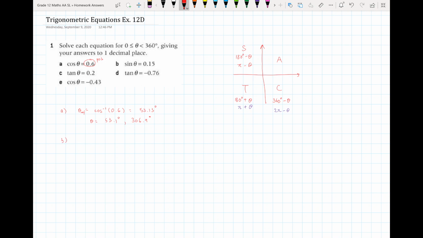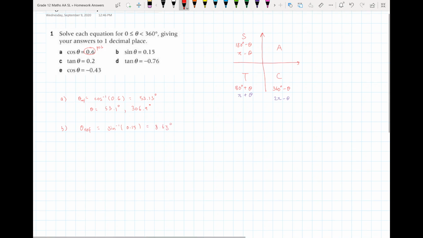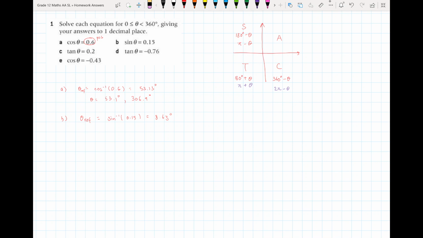So we're just going to keep going on with the other questions. First we find what the reference angle is. So I get 8.63. For sine, I want this to be in the first and the second quadrants. So I can go ahead and write this, correct to one decimal place. And I want to do 180 minus this, which gives us 171.4.